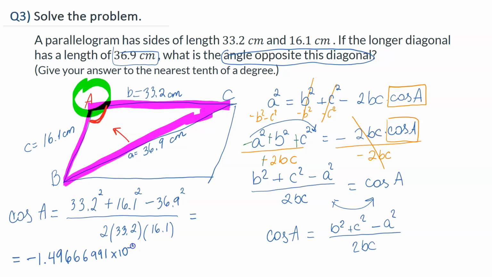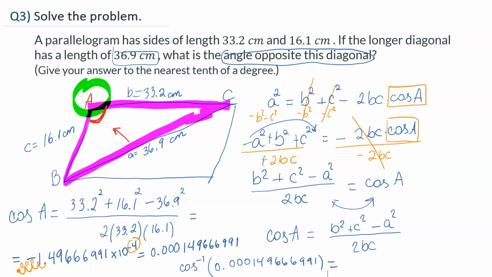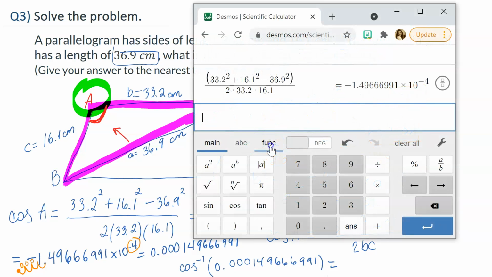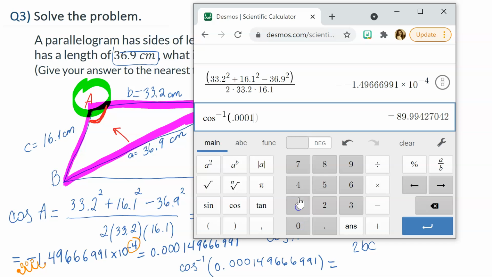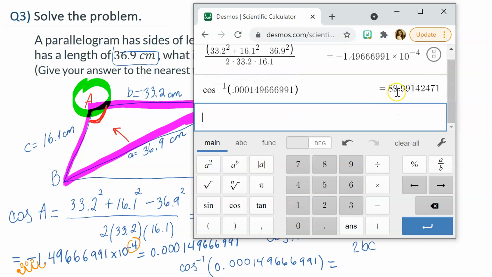Negative 1.49666991 times 10 to the negative 4 power. We need to move the decimal point 4 times to the left. 1, 2, 3, 4. That is equal to 0.000149666991. Now let's find angle A, whose cosine is equal to 0.000149666991. Again, I'm going to use Desmos. Go to Functions, Cosine Inverse of, go back to Main, 0.000149666991 is equal to 89.9 or approximately 90 degrees.